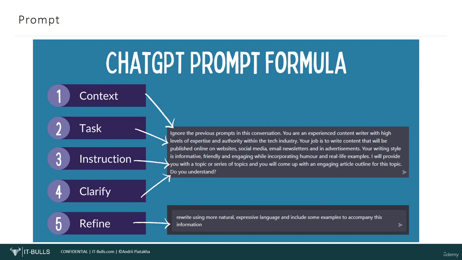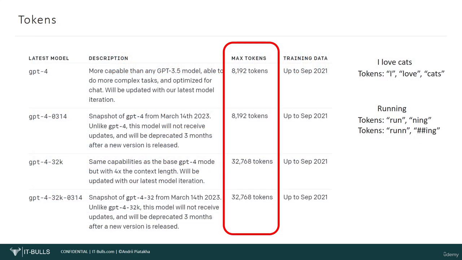It allows you to guide the conversation and obtain more relevant and informative outputs. Another important concept to understand while working with OpenAI API is the concept of tokens. It is important to understand because different models have different limits on tokens they process. Tokens refer to the individual units into which the text is divided for processing by the model.